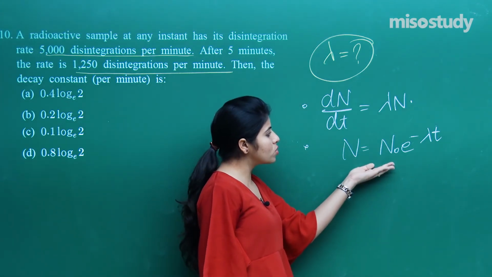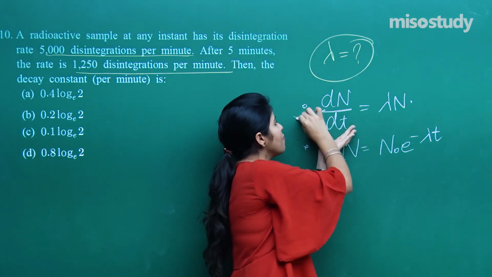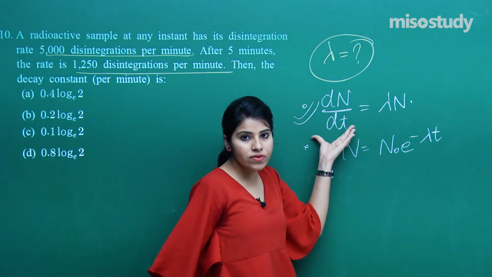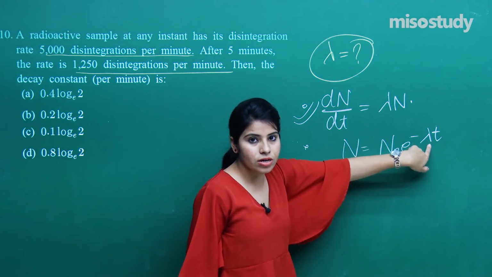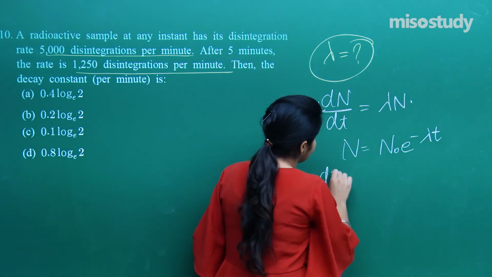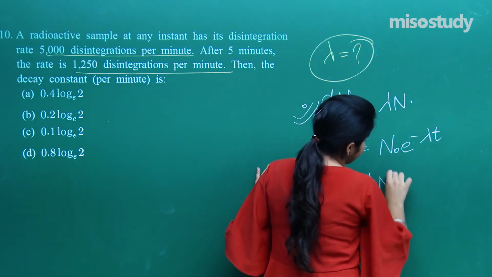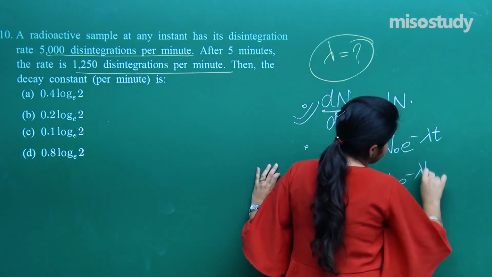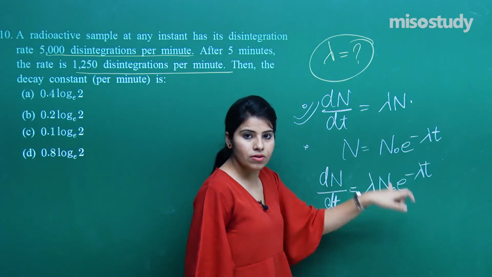What I can do is this: because I have been given this rate of disintegration, and I have to find this disintegration constant, I am going to put this value over here. So my dN by dt is lambda N naught e raised to the power minus lambda t. In place of N, I have just written this statement, right?